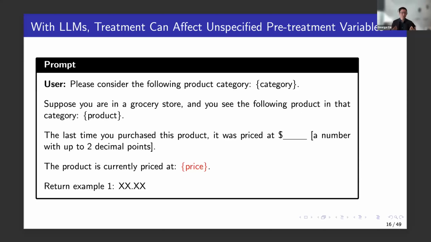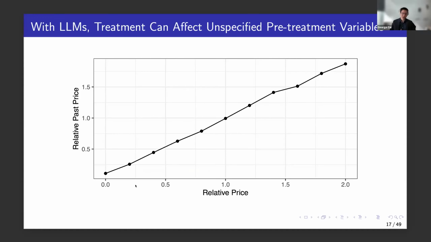Ideally, if in the real world we observe a customer's past purchase price and then we run an experiment, we should expect the past purchase price of the customer to be balanced across conditions. Regardless of whether we assign prices to be high or low, when we observe their past purchase history, we should expect them to be balanced. Purchase history is a pre-treatment variable. We should not expect that to be affected by random treatment assignment. But when we ask this in GPT, this is what we found. There is a positive correlation between the price, which is the treatment variable that we are randomizing, and the past price that the customer used to make the purchase. So we see a positive correlation here between the current price and the past price.